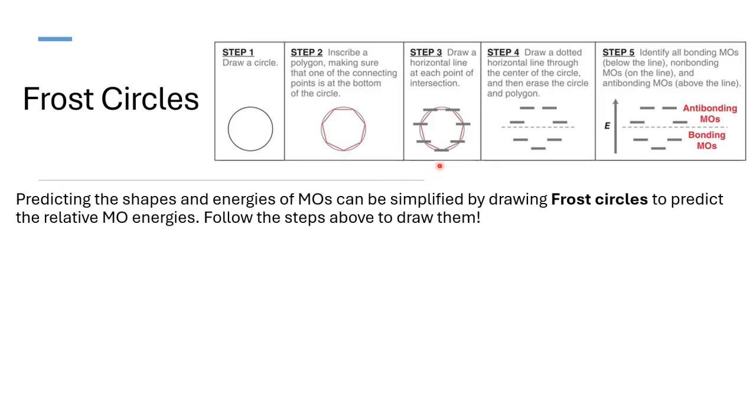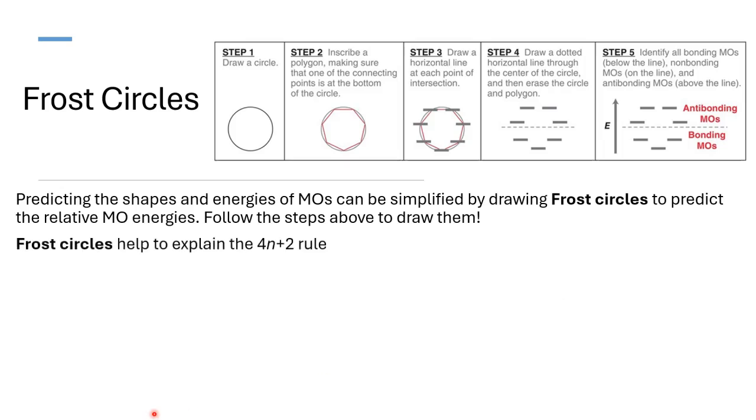3. Draw a horizontal line at each point of intersection. 1, 2, 3, 4, 5, 6, 7 with this example. Step 4. Draw a dotted horizontal line through the center of the circle, and then you can erase the circle and the polygon. Step 5. Identify all the bonding MOs below the line, non-bonding MOs on the line, and anti-bonding MOs that are above the line.